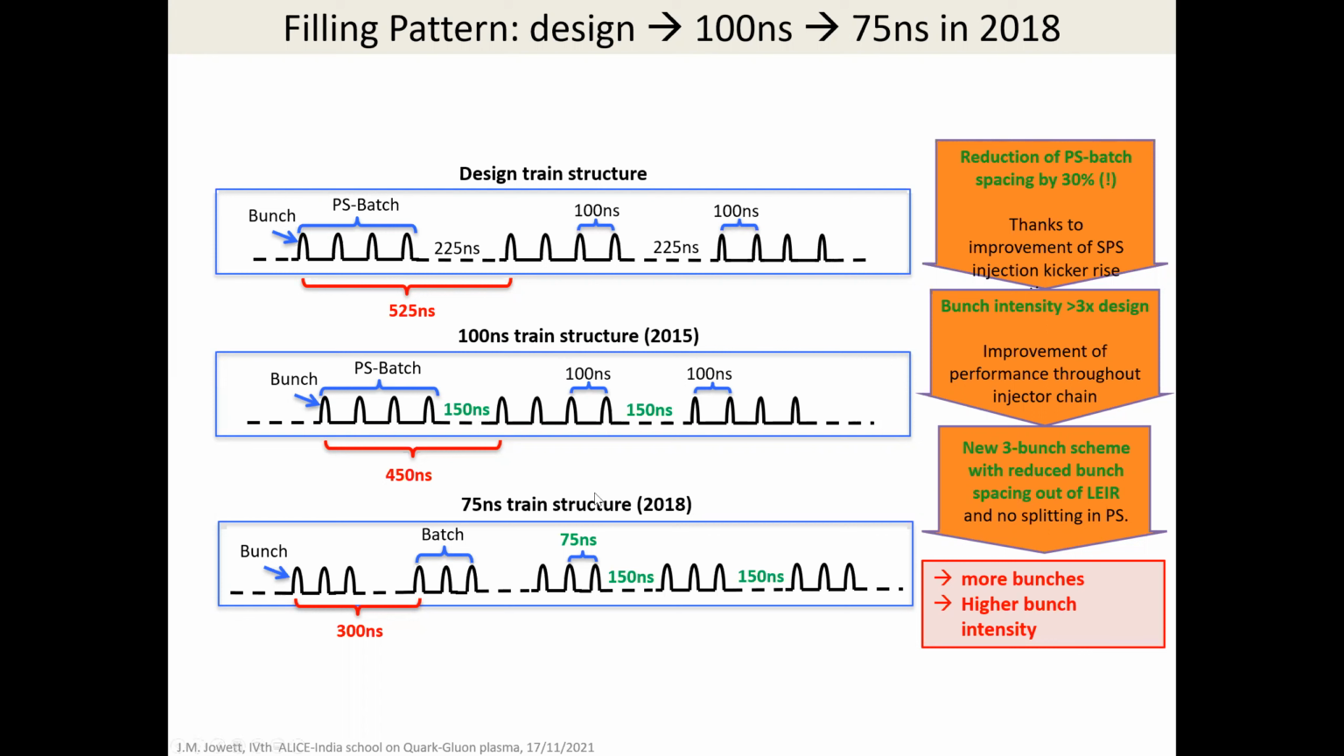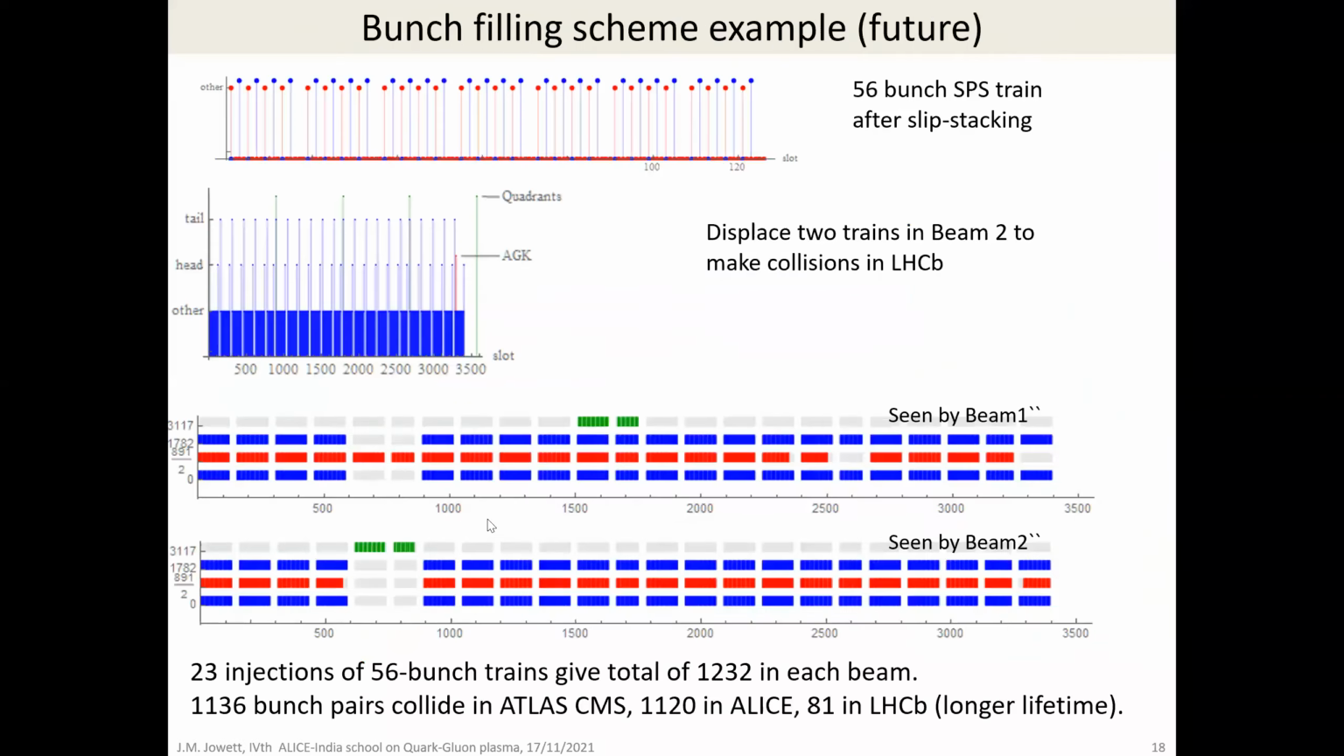I just want to give an indication of how it goes. In the 2018 run, we made a transition from the 100 nanosecond separation to 75 nanosecond separation, which gave almost the peak luminosity that we need for the future run 3 and run 4, although it's not the scheme we will use. This shows the filling scheme of the batches of the SPS seen in the LHC.